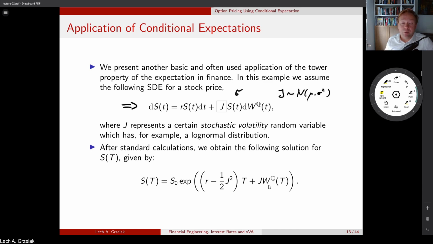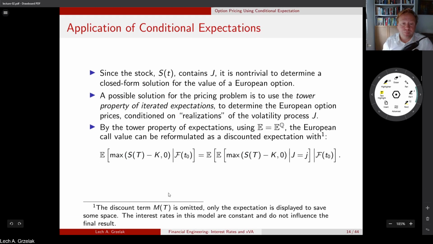And then we have a Brownian motion at the maturity time, and J here is still stochastic. So you see, when we want to find the solution for this SDE using Ito's lemma, it doesn't really matter whether J is constant or a random variable. The solution will always be of the same form.